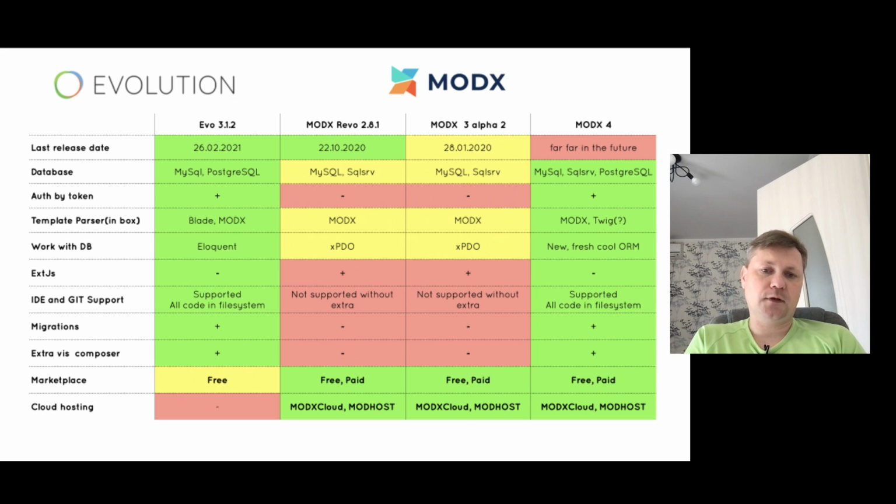Speaking of the database, Evolution has a special module for that, and we're planning to have Aurora attached. That is a relational database. Revo and MODX 3 will have SQL, because other databases could be attached, but you would need to install additional code. In MODX 4, you'd have a number of databases, but at the same level as available in Evolution.